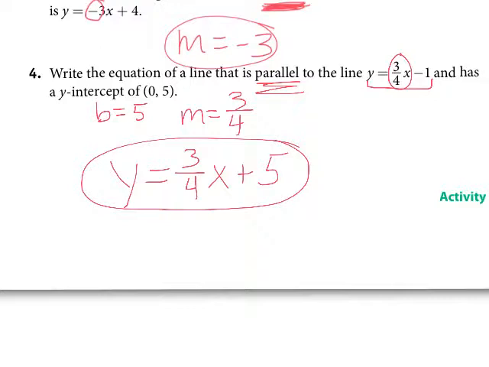Instead of putting it 0. Because they require you to use your brain. That's not fair. And read y-intercept of 0, 5 is the same as b equals 5. Okay? So that is parallel. Actually, we have one more problem to work. Okay, flip over to the next page.